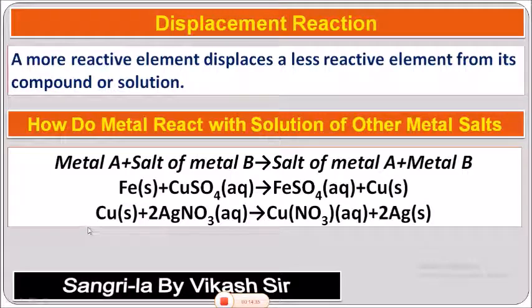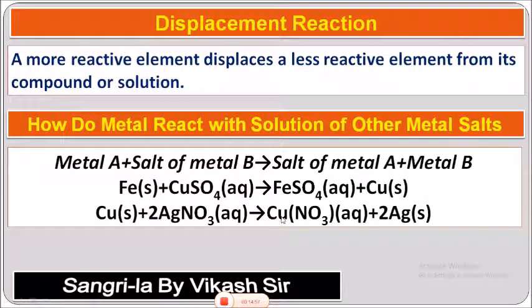Okay, now the second example: you are seeing here copper reacts with silver nitrate and gives copper nitrate solution. It means here silver is least reactive and copper is more reactive in comparison with silver. So copper can displace silver from silver nitrate solution and form copper nitrate.